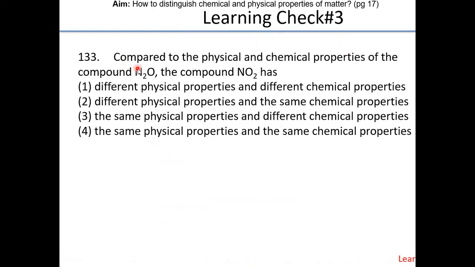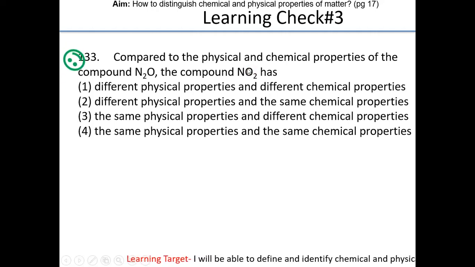Learning check number 3. Compared to the physical and chemical properties of the compound N2O, the compound NO2 has what? So try this yourself. Resume the video once you're done. Since they have different structure, they will have different properties, right? One of them has 2 nitrogens, 1 oxygen. The other one is 1 nitrogen, 2 oxygens. So different ratios. So therefore, with different properties, physical and chemical.